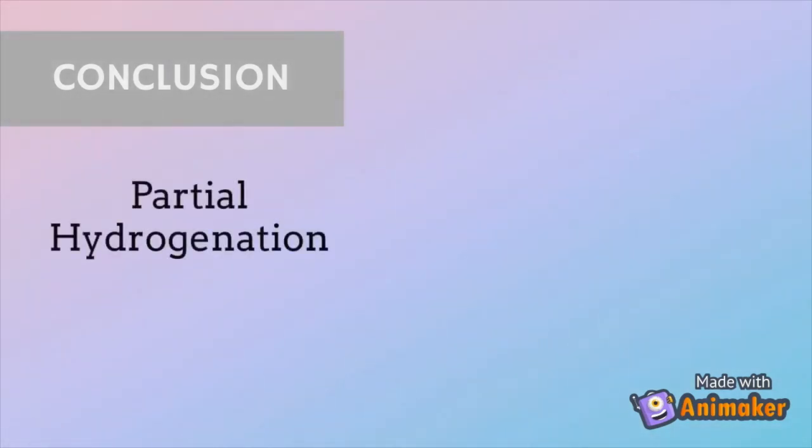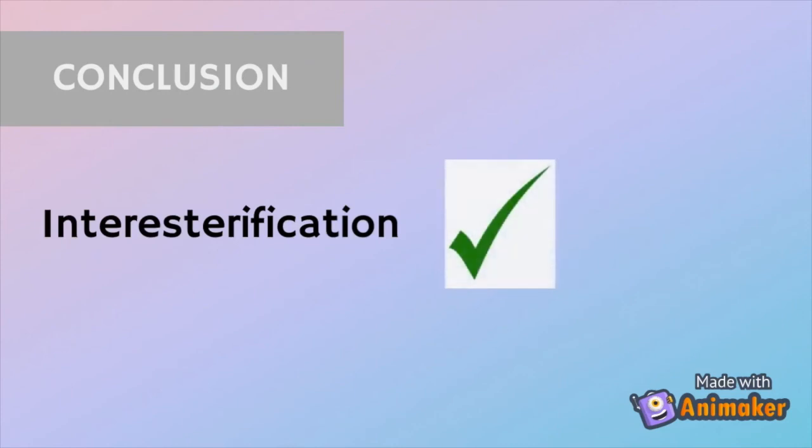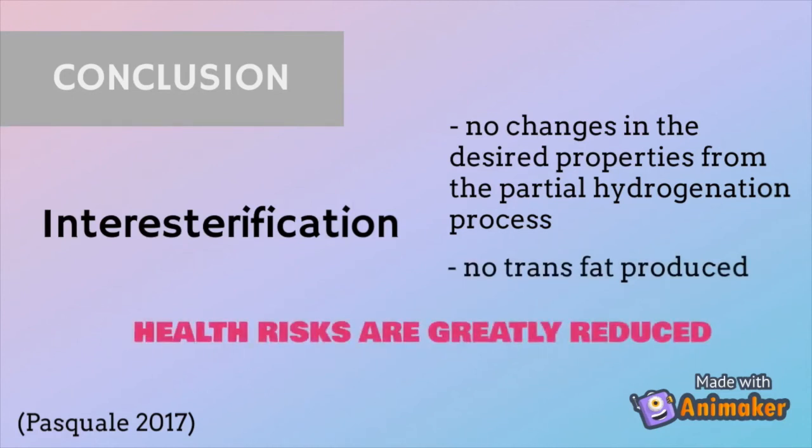Partial hydrogenation of margarine will cause the production of trans fat. To avoid this from happening, an interesterification process should be carried out to produce margarine instead. The interesterification process produces margarine with the same desired properties as the partial hydrogenation process and without the production of trans fat that will harm humans' health. With this solution, our health risks are greatly reduced to the minimum.